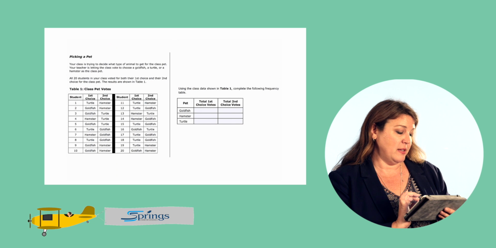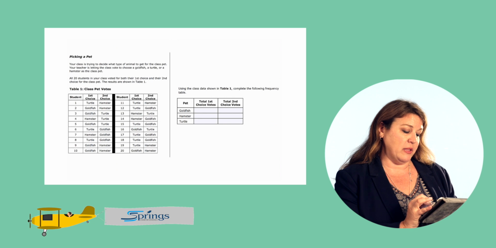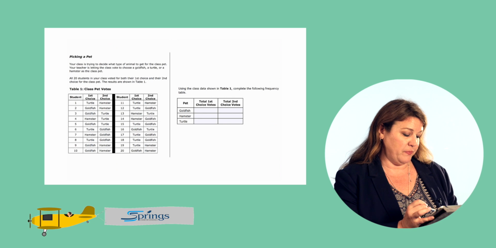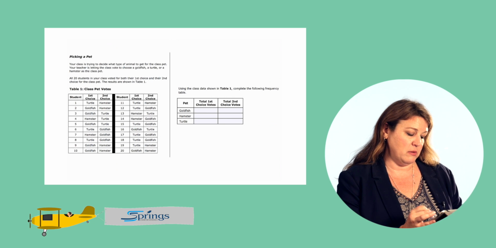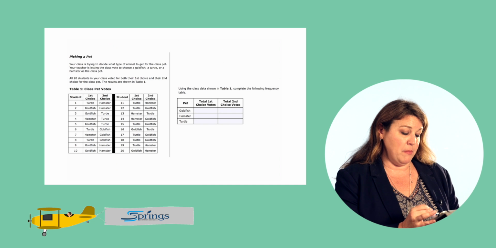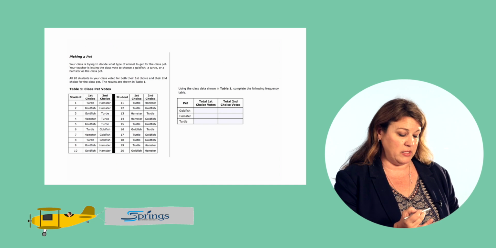Picking a pet. It says, using the class data shown in table one, complete the following frequency table. So it has the three pets listed there, and it's asking us to show total first choice votes and then total second choice votes. So for the total number of first choice votes, we just need to count them up for each of those three pets.